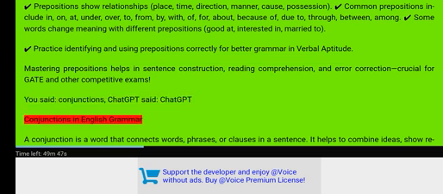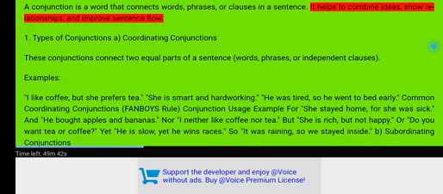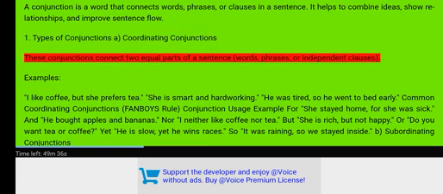Conjunctions in English grammar. A conjunction is a word that connects words, phrases, or clauses in a sentence. It helps to combine ideas, show relationships, and improve sentence flow. 1. Types of conjunctions. Coordinating conjunctions. These conjunctions connect two equal parts of a sentence: words, phrases, or independent clauses.